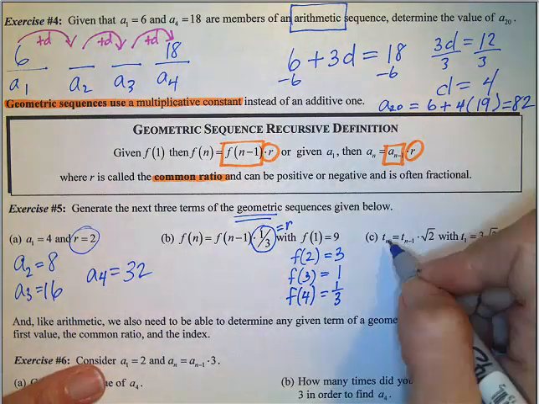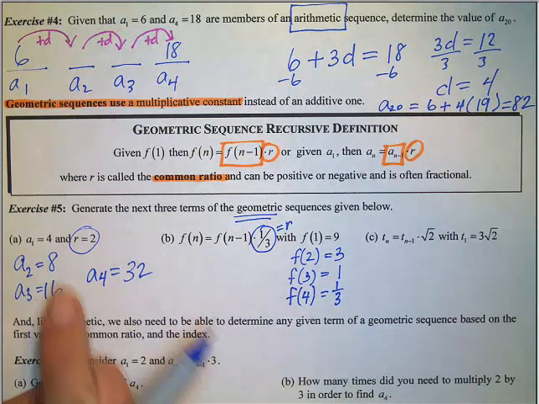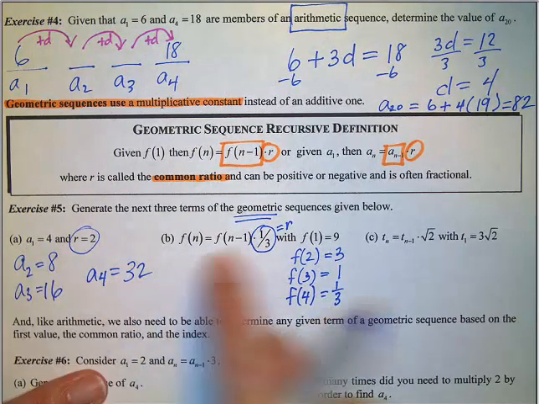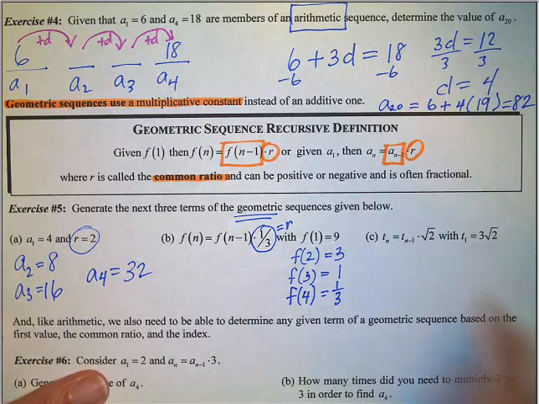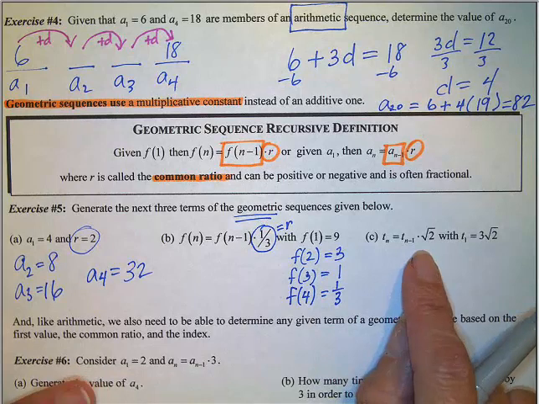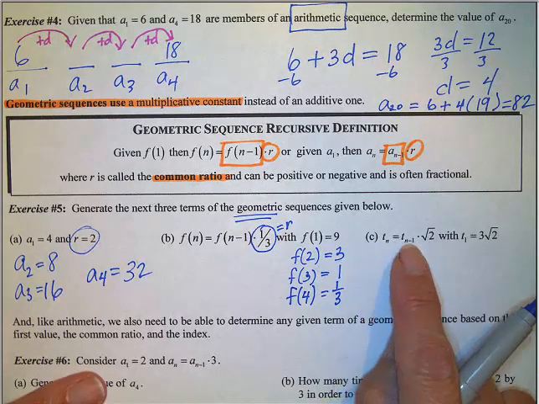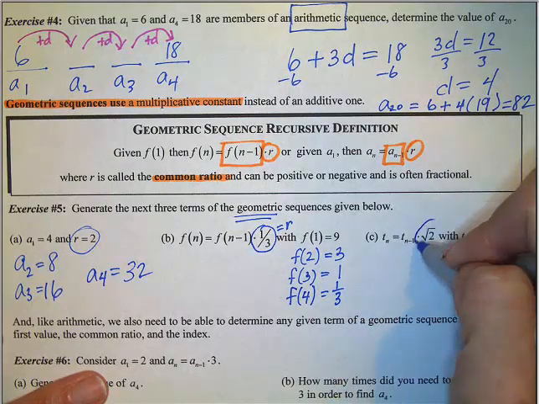All right, and part C. So we have T sub n. So they went from A's to function to now T's. You have to get used to all 3 different ways they can ask it. And this one has radicals. Yuck. So again, some term equals the term before it times radical 2.